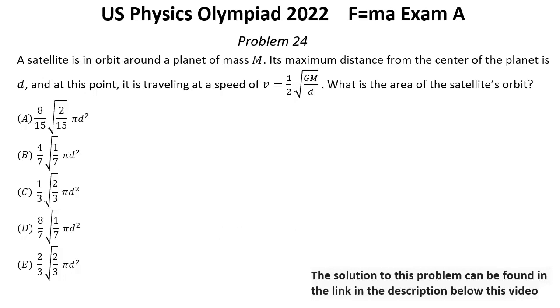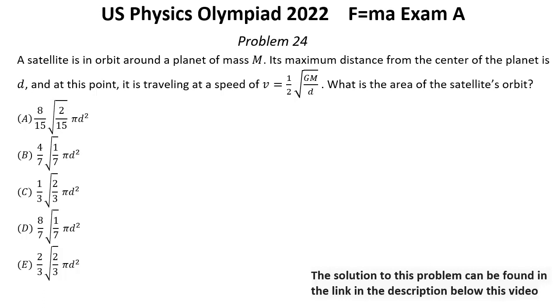Problem number 24. A satellite is in orbit around a planet of mass big M. Its maximum distance from the center of the planet is d, and at this point it is traveling at a speed of v equals 1/2 multiplied by the square root of GM over d. What is the area of the satellite's orbit? Solution for problem number 24.